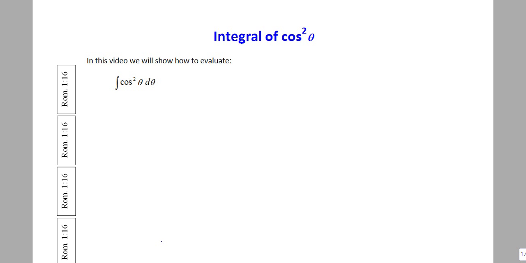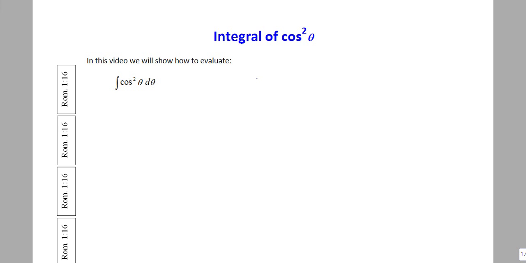Today we're going to consider the integral of cos squared theta d theta. And while there are different ways to show this, I'm going to use a trig identity that I've asked us to memorize up to this point. And the one I'm referring to is the following one.